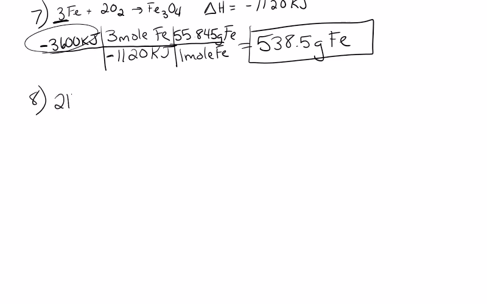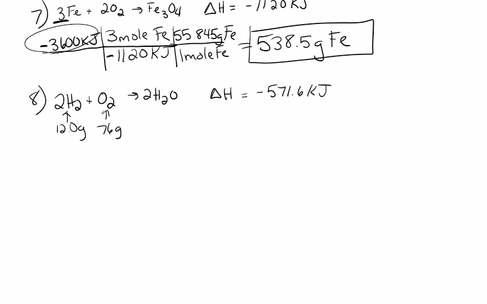And so the equation is 2H2 plus O2 yields 2H2O, and my delta H is going to be a negative 571.6 kilojoules. All right, so I have to do 2 problems. One for my hydrogen, which is 12 grams, and one for the oxygen, which was 76 grams. Okay, I'm going to go ahead and start with my hydrogen one.